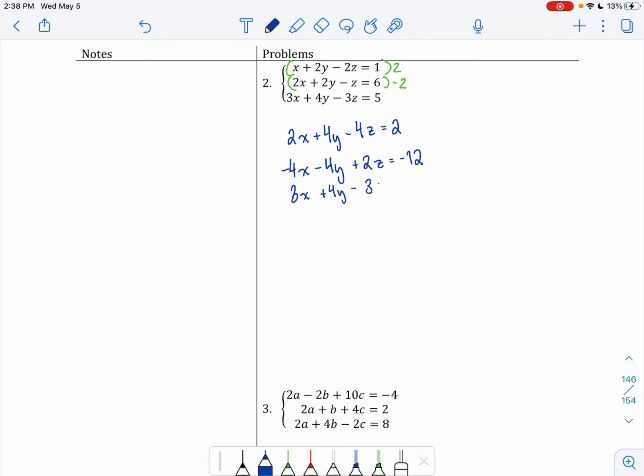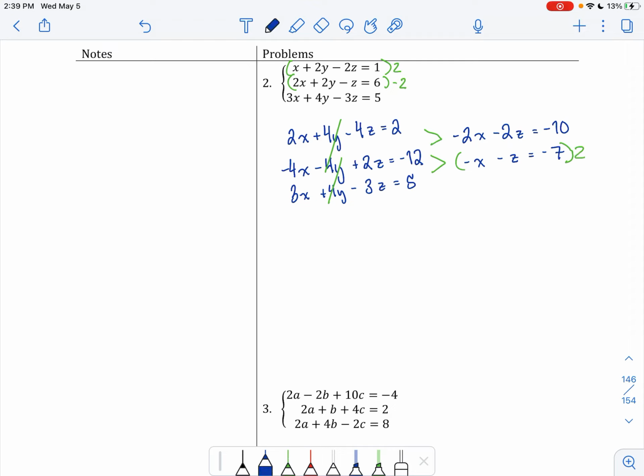3x plus 4y minus 3z is equal to 5. So again, we'll do the same thing. Consider the first two, those cancel. We're left with -2x minus 2z is equal to -10. And for the second ones, the y terms again cancel. And so I get -x minus z is equal to -7.